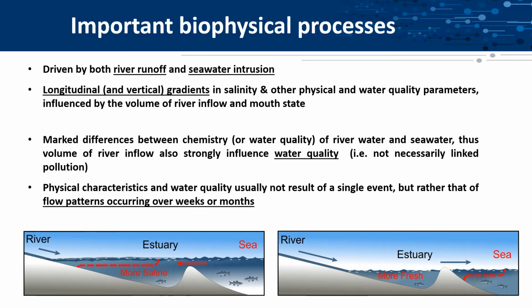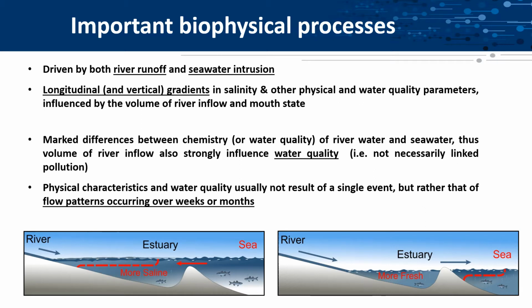Important biophysical processes in estuaries are driven by both river runoff and seawater intrusion, and this will be very different from what happens in river systems. And one of the key things we look at is the longitudinal gradients along our systems, both in salinity but also in other physical water quality parameters, all the way from upstream to the mouth of the estuary.